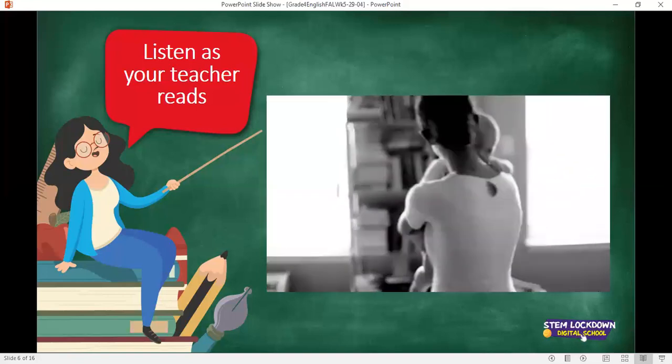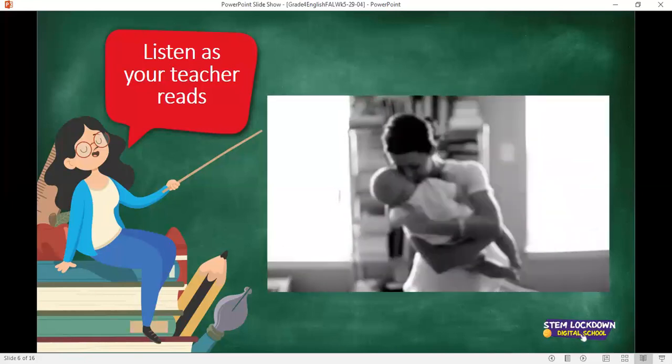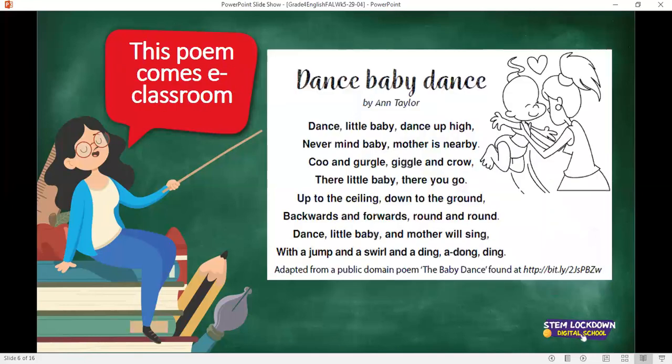Okay, so now that you've heard the poem, I hope you could hear the rhyming words. Now we can look at it together. The poem that I read to you comes from a worksheet on eClassroom. Remember I told you, they've got lovely worksheets. Now I want you to read through the poem and see what rhyming words you can find.